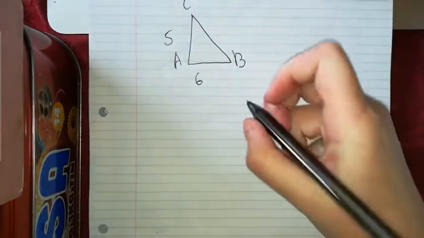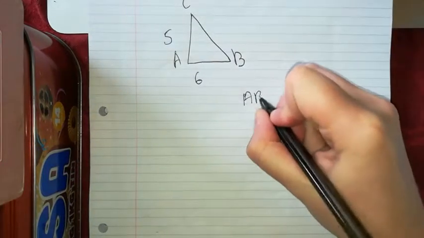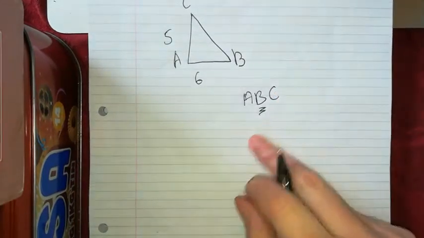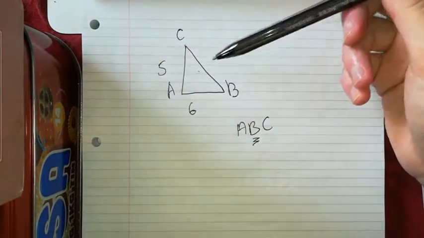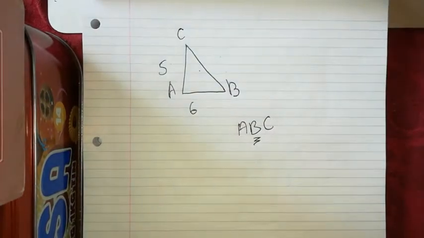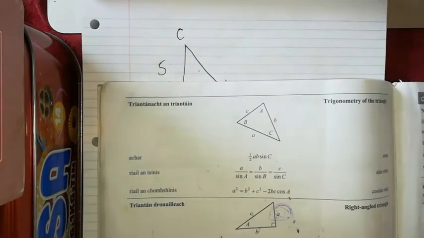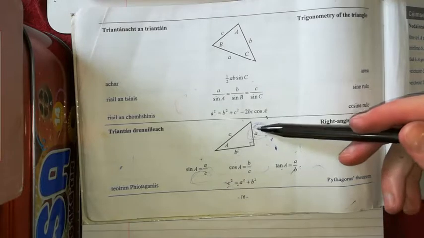So I want the measure of the angle ABC. So that means the angle at B in the middle. I can get the length of CB if I want, but I can use 5 and 6. It's just as easy. So I'm going to use my trigonometric ratios for this. So I know that tan of an angle is the opposite over the adjacent.